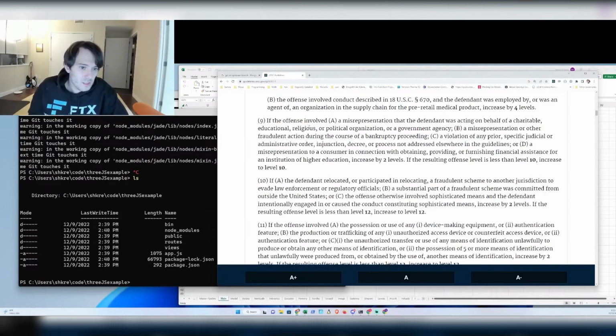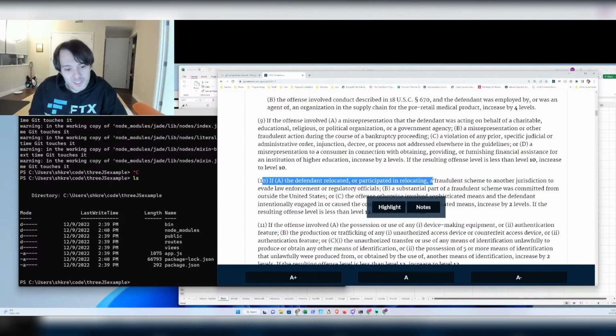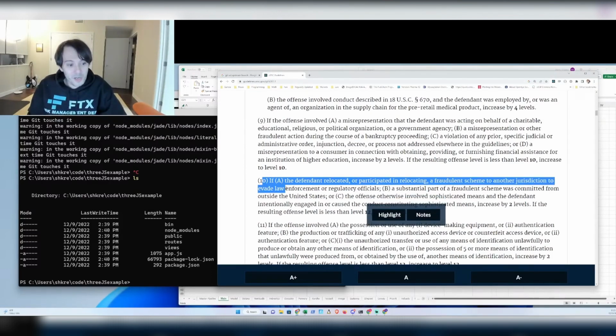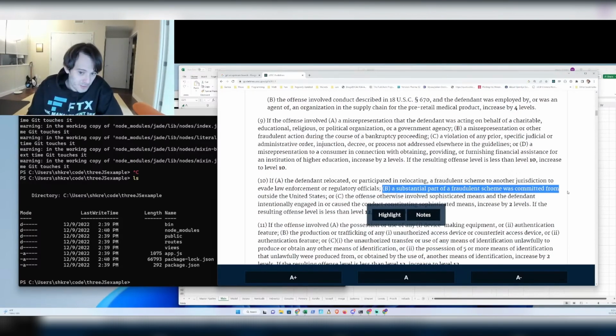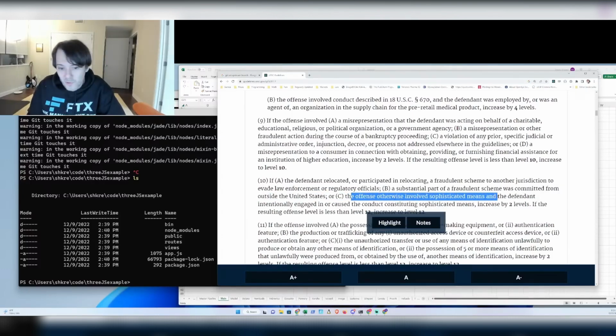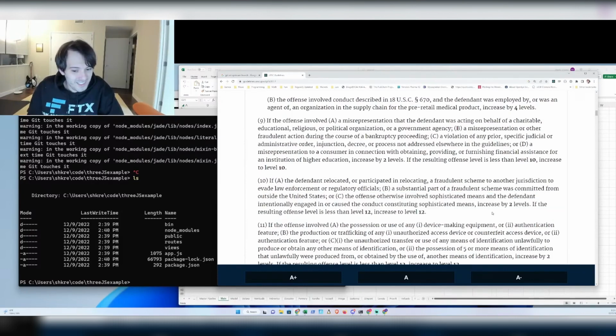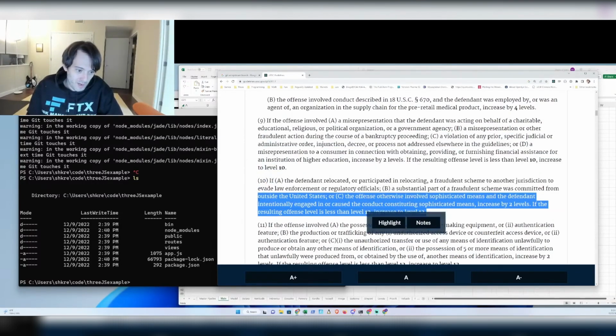Okay. All right, continue. So number 10, if the defendant, this is a good one. This is crazy. It's only 2 levels, but it's really funny. And I actually got caught with this on element C, but element A is if the defendant relocated or participated in relocating a fraudulent scheme to another jurisdiction to evade law enforcement or regulatory officials while he was in the Bahamas from Hong Kong. A substantial part of the scheme was committed from outside the U.S., or, and this is what got me, the offense otherwise involved sophisticated means. Sophisticated means they give to everybody, so that's 45.